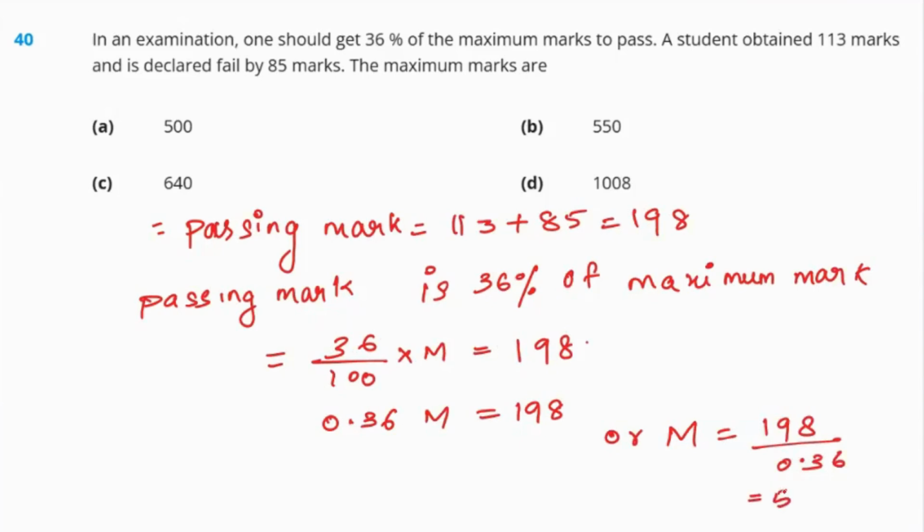So that is equal to 550. So the maximum mark is 550. And the correct option is option B, 550 is the maximum mark.